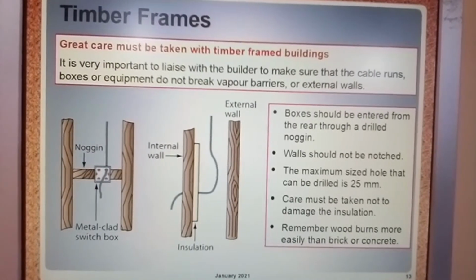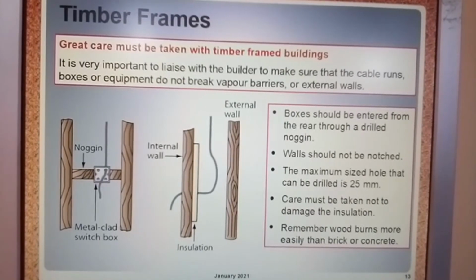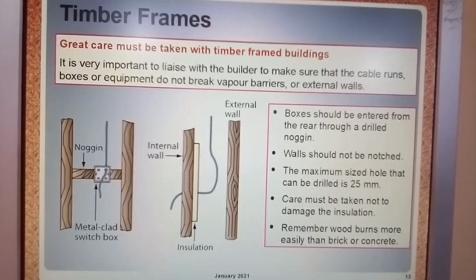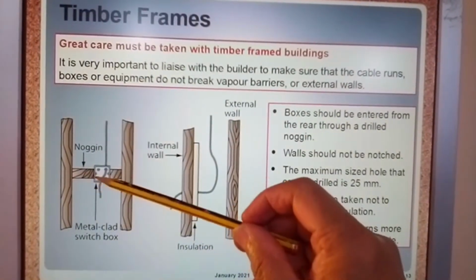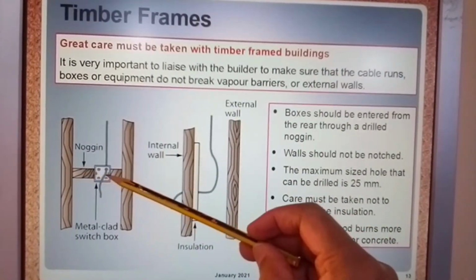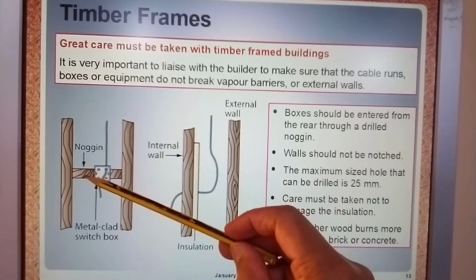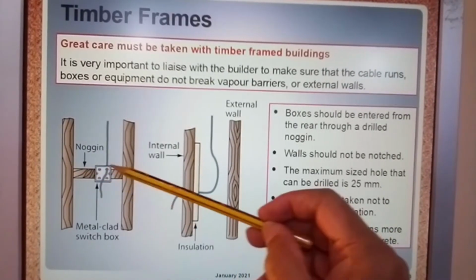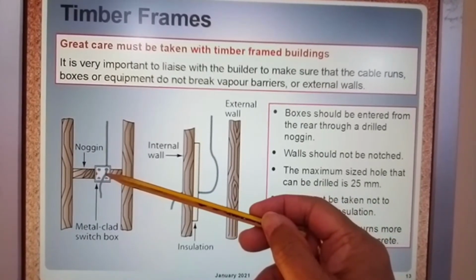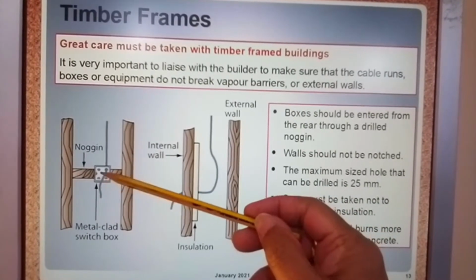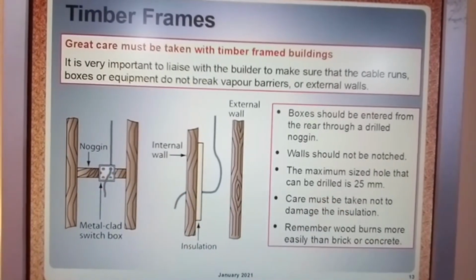Boxes should be entered from the rear through a drilled hole noggin. Your noggin is what your box is going to be fitted to. So that is your noggin. You fix your box to your noggin, and a hole is drilled at the back of the noggin to allow access to whatever, whether it is a switch or socket, whichever.